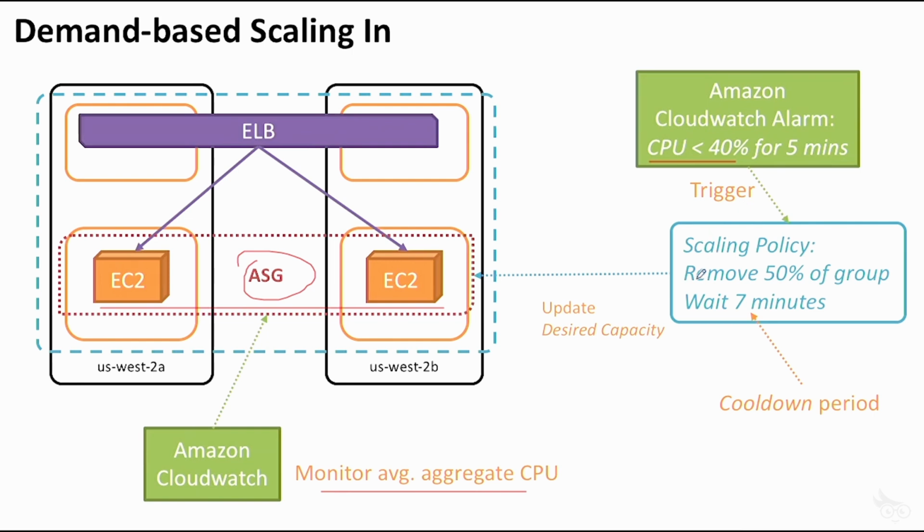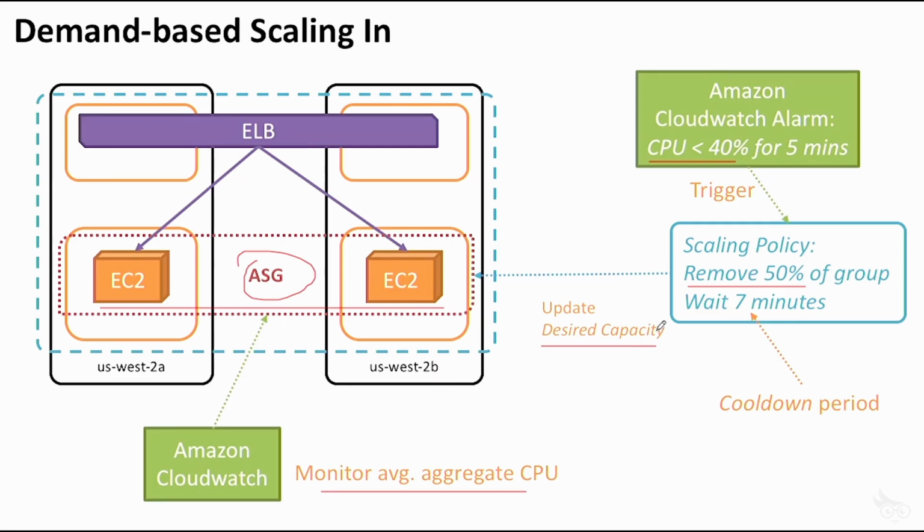So as soon as this threshold has been breached, again, we're going to trigger a scaling policy. In this example, we're going to remove 50% of the group. That means we're going to cut that group in half. We will go from 8 to 4, wait 7 minutes, give it that cooldown period. If after 7 minutes our CPU is still below 40%, then we will scale yet again and go from 4 to 2 machines.